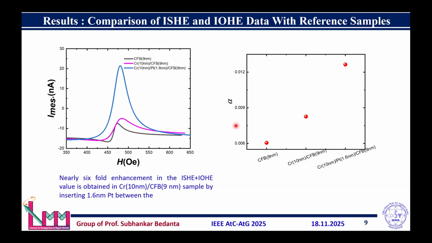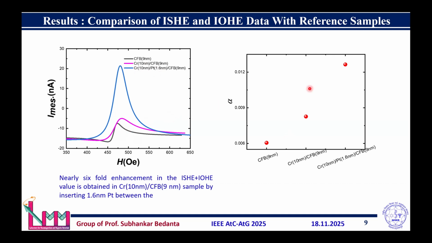This plot is of the standard reference samples which I showed initially. The black curve is only the CoFeB layer, where we see a very low measured signal from the nanovoltmeter and a very strong antisymmetric value, which shows that self-induced spin pumping and orbital pumping is very low here, and the rectification contribution is major. The magenta curve is chromium and CoFeB, where we see a very small change in the signal. But when we put 1.6 nanometer of platinum between the chromium and CoFeB, we see a very strong, almost six-fold enhancement of the measured signal.